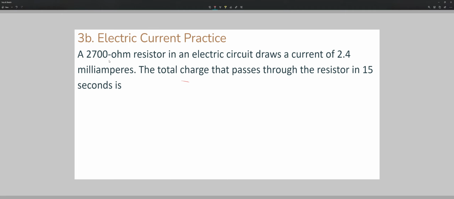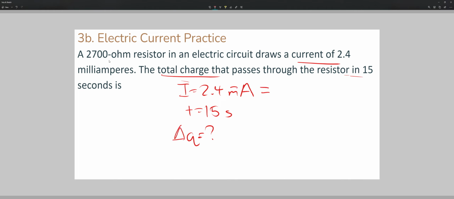Reading this problem, the electric circuit draws a current of 2.4 milliamps. And the total charge that passes through this resistor in 15 seconds is what? So you have a time of 15 seconds, and you want to know what Q is.